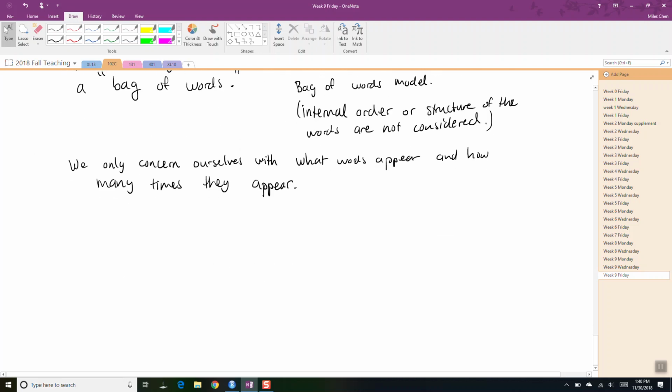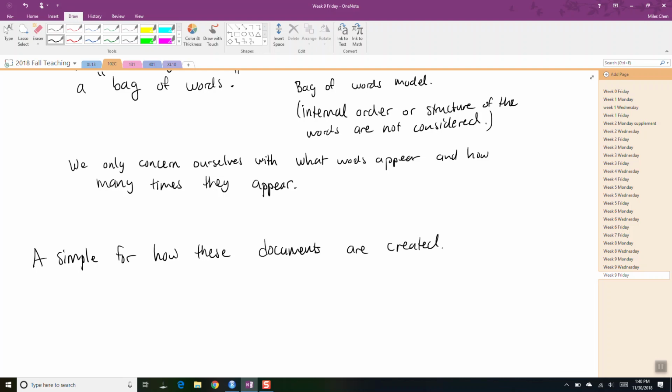And the idea is that if we're thinking of how documents might be created, okay, so if we think of a simple model for how these, quote, documents are created. So again, don't think of documents as like full-fledged articles on your computer, okay? Think of these as like short sentences or statements or tweets, okay? So a simple model for how these sentences or tweets are created, okay?